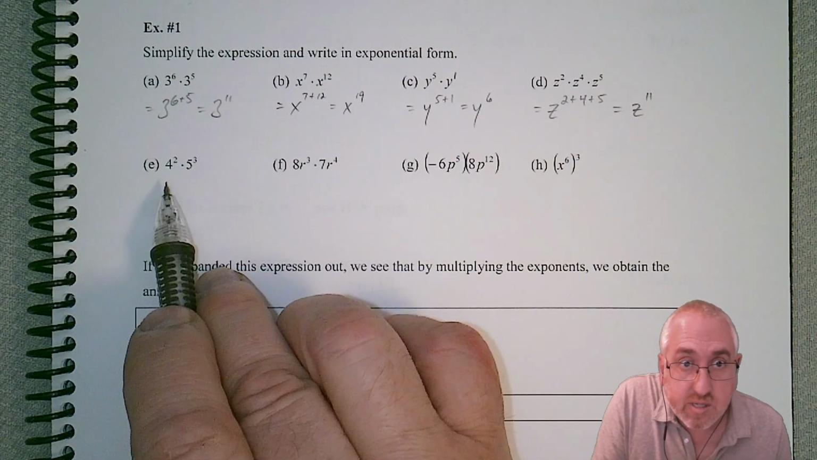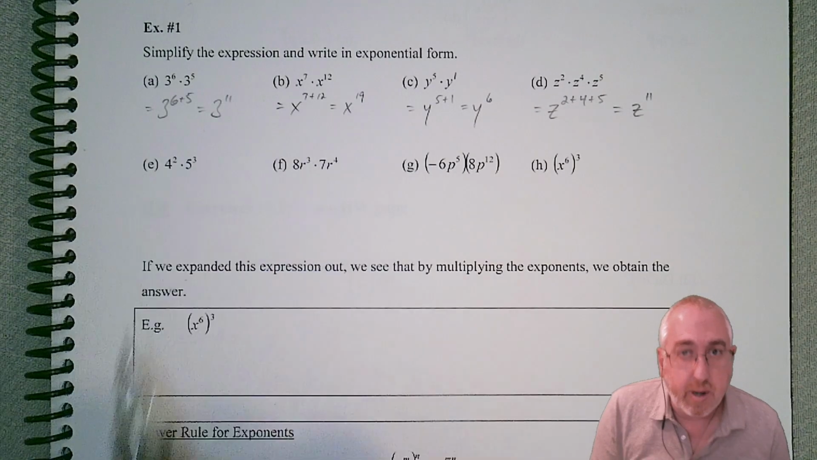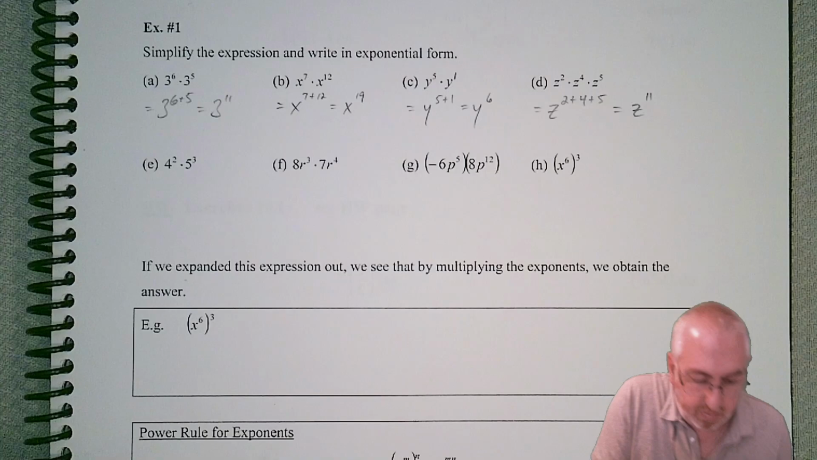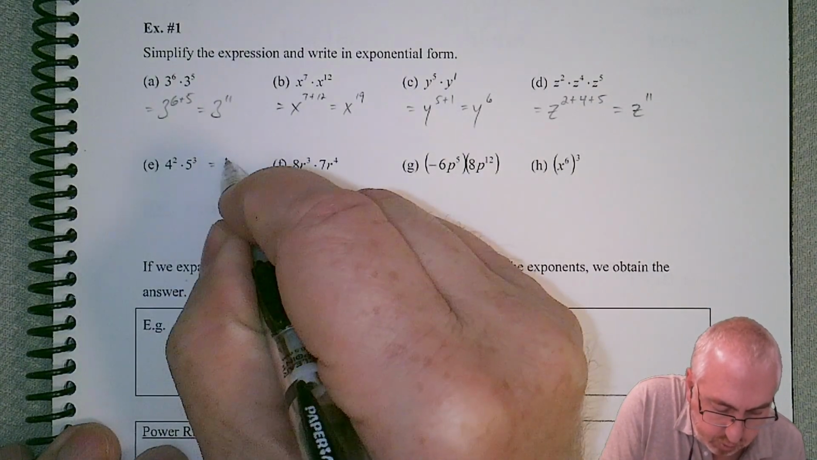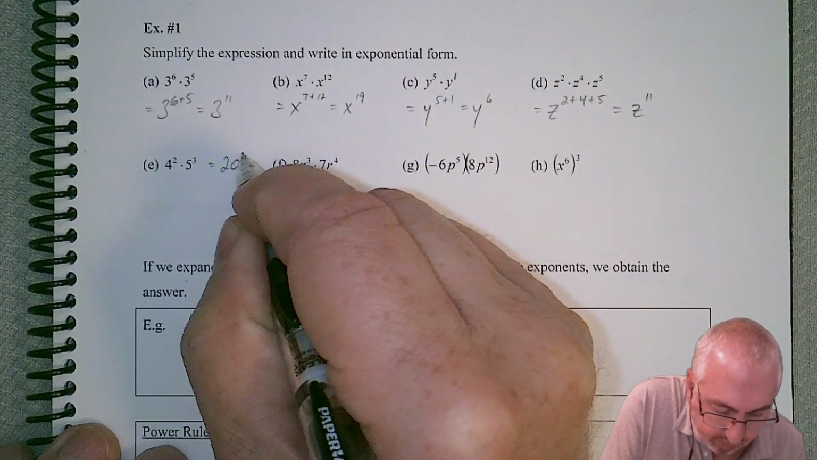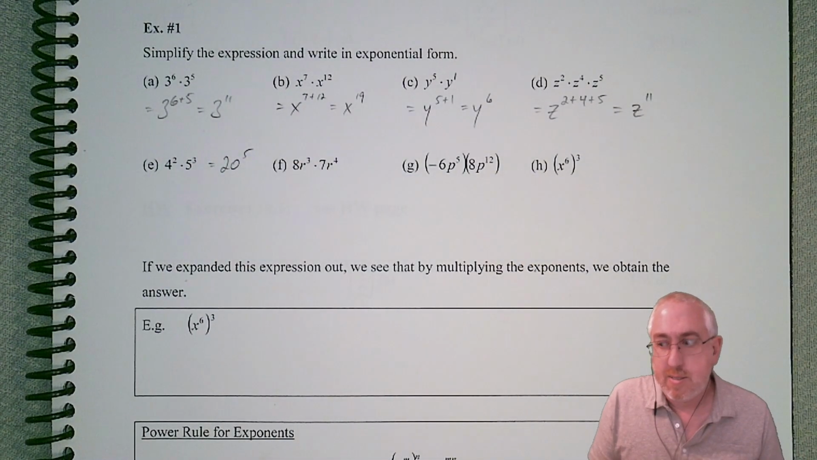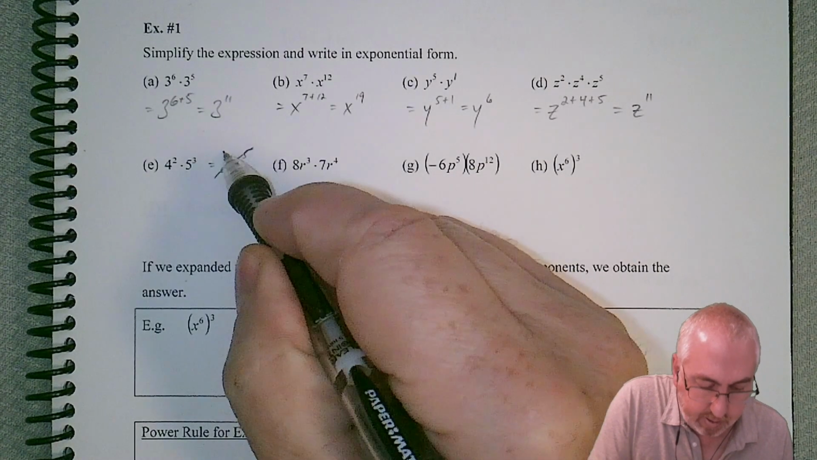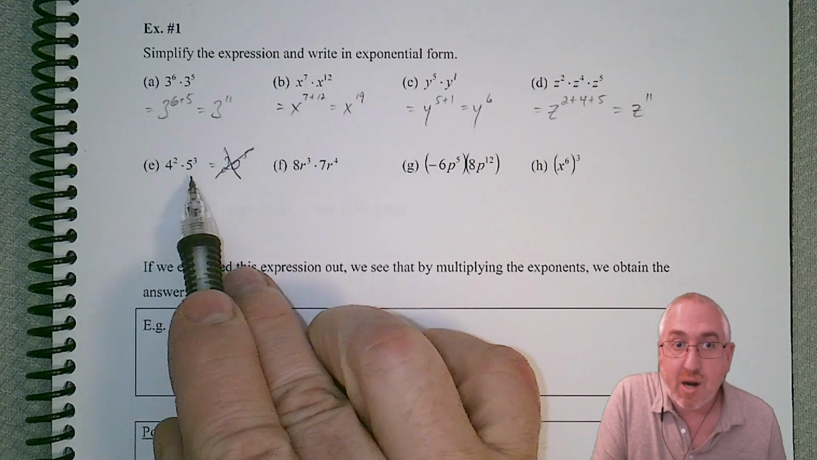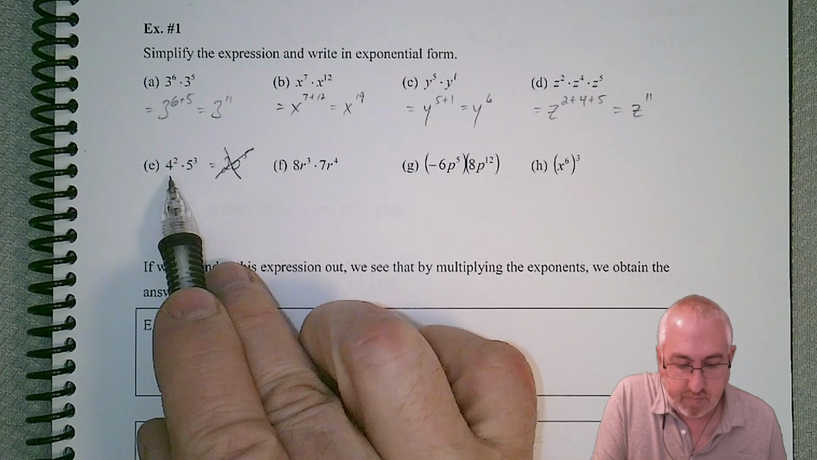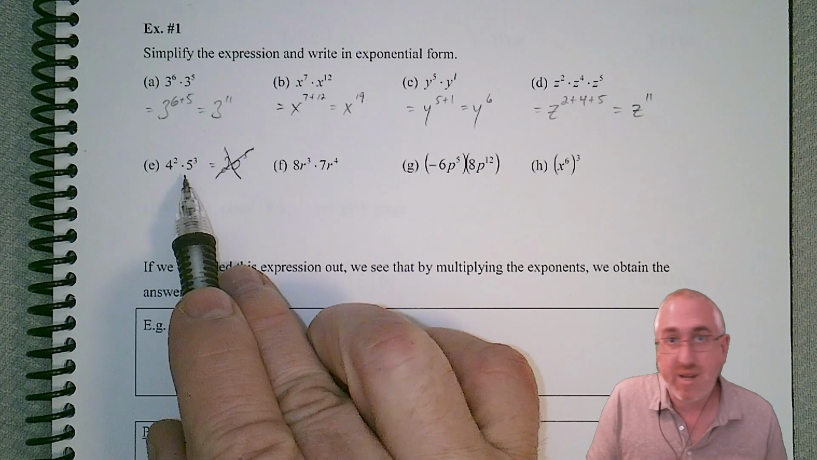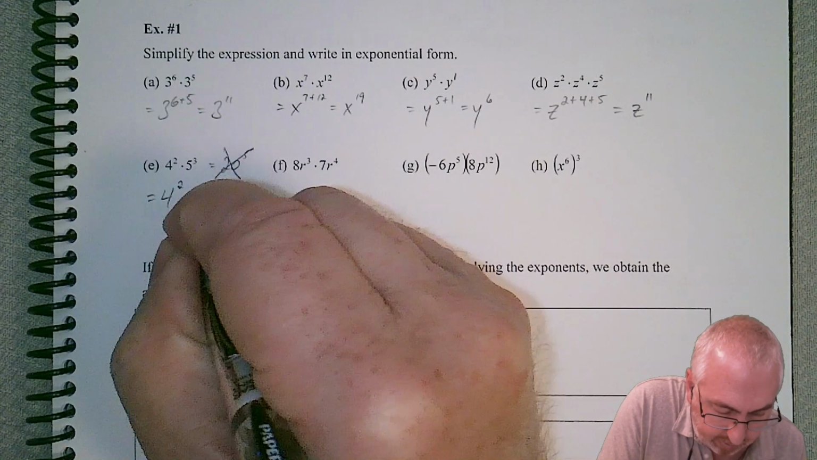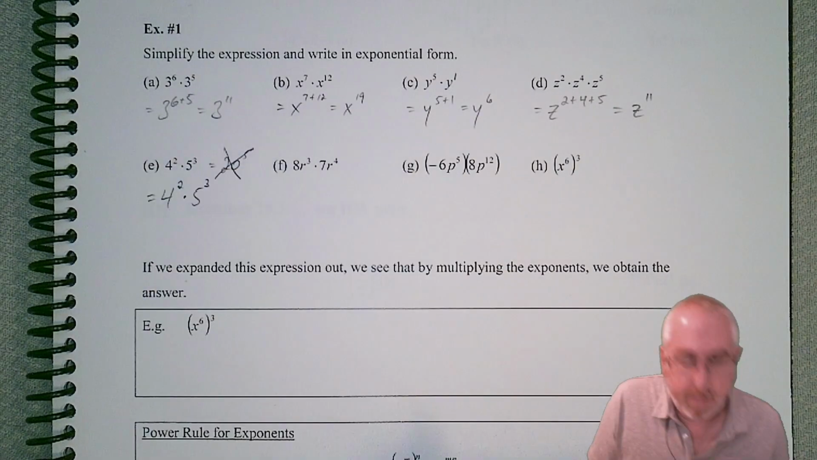If we got 4 to the 2nd times 5 to the 3rd, how are we going to tackle that? Now, some of you might say, well, this should just be equal to 20 to the 5th, right? That is a big no-no. That's not correct. The reason why is because our bases aren't the same. So because you have a 4 for one base and a 5 for the other one, we can't combine these at all. So this is going to just stay 4 to the 2nd times 5 to the 3rd.